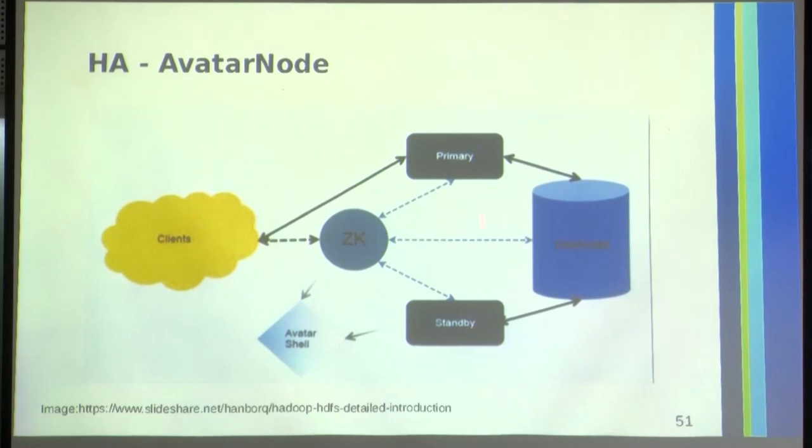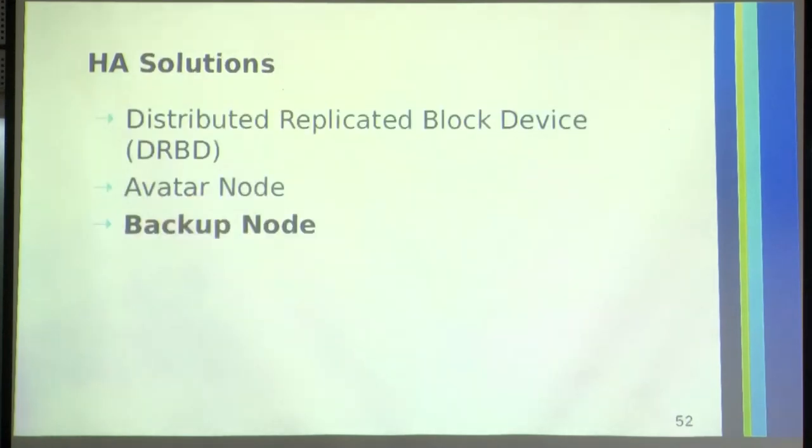I think there's a diagram. So there's a standby, there's a primary, there's all the data nodes, there's ZooKeeper, and the clients are using ZooKeeper to know who they should talk to. Should they be talking to this one or this one down here? That's the situation.